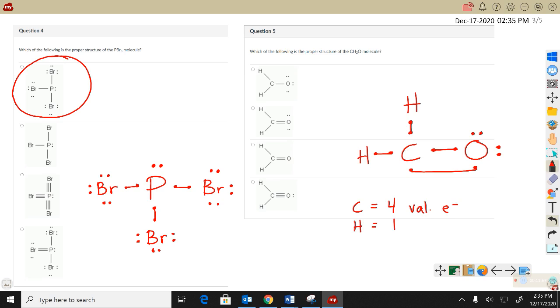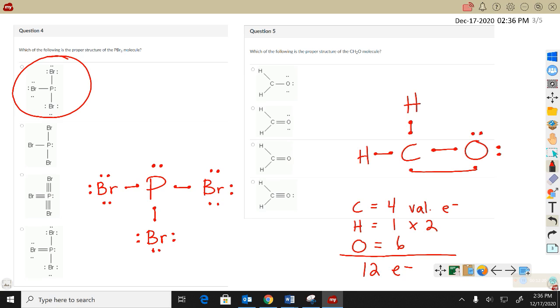Hydrogen has 1, but there are 2 hydrogens. And oxygen has 6. So if I add them all up, 4 plus 1 times 2 plus 6, I've got to use 12 total electrons and distribute them so that everyone gets a full outer shell.